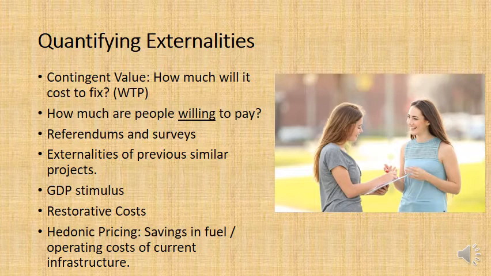So that's just one external benefit that you should take into consideration. And the great thing is that there are a lot of measures for quantifying GDP stimulus. Another way of quantifying an externality is restorative costs. This means how much will it cost to return the environment or the land back to its original state.